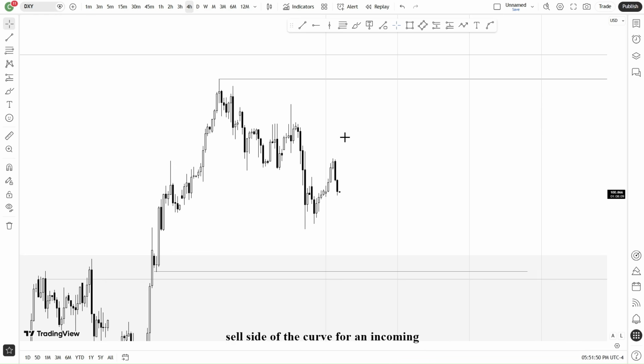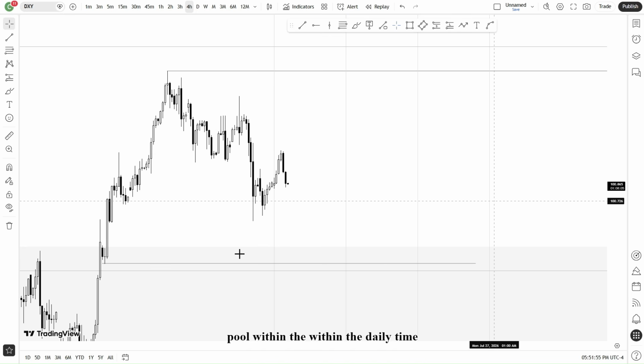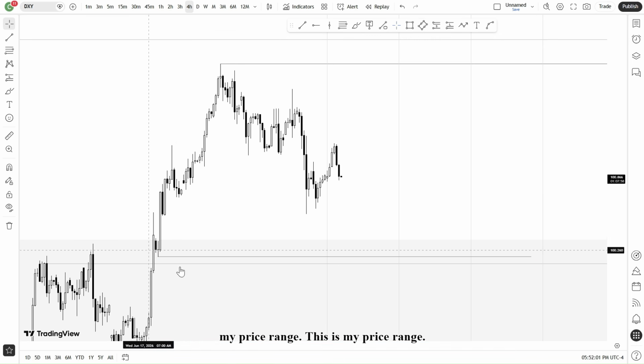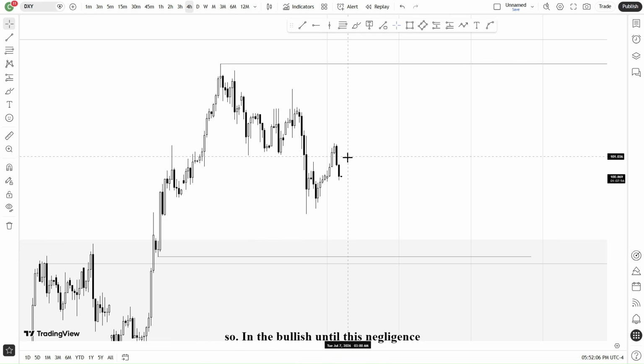So we are currently within the sell side of the curve for an incoming buy program. So look at this liquidity pool within the daily time frame, within the daily sell side inefficiency. This is my price range. So I cannot be bullish until this level is met.